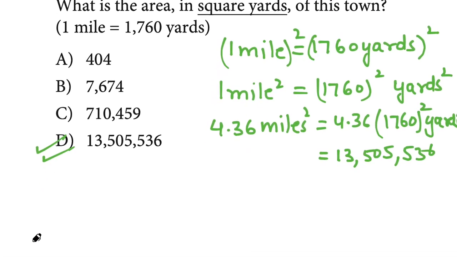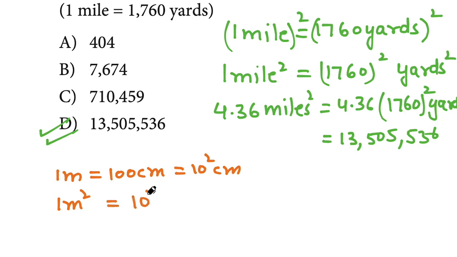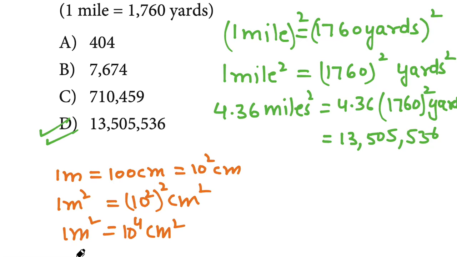You know what the important point here is? Let's see one more example. If 1 meter is equal to 100 centimeters, or let's say 10 to the power 2 centimeters, then 1 square meter is equal to 10 to the power 2, squared, square centimeters. This is how unit conversions work, which is 10 to the power 4 square centimeters. So that is the concept here which has to be used. I hope this is clear.